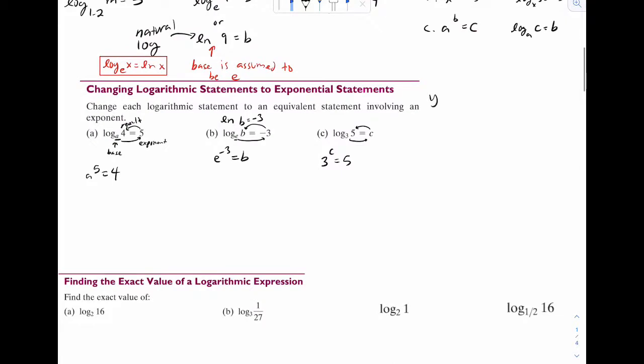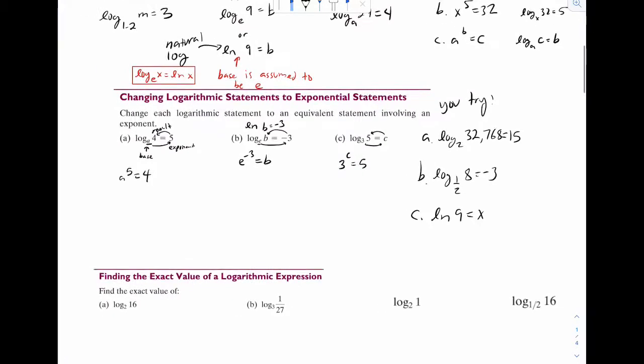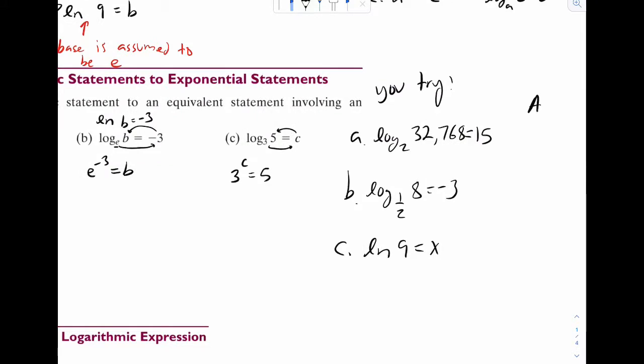And again, on the side, I'm going to write this, you try. So here's a couple problems I just want you to write down. Try them on your own. Log base 2 of 32,768 equals 15. Log base 1/2 of 8 is negative 3. Natural log 9 equals x. Okay, so pause the video, then unpause once you have the answers.